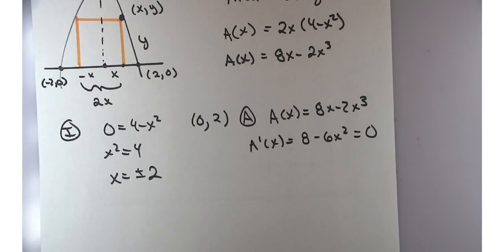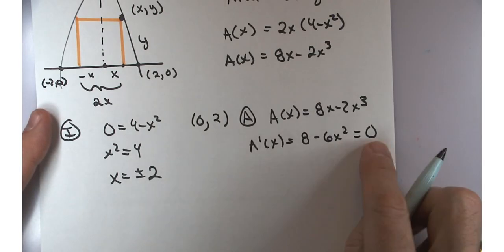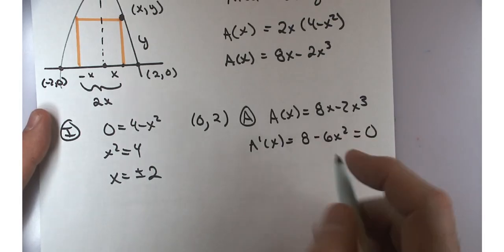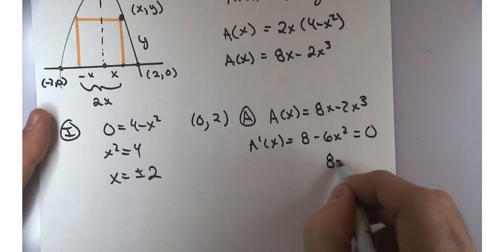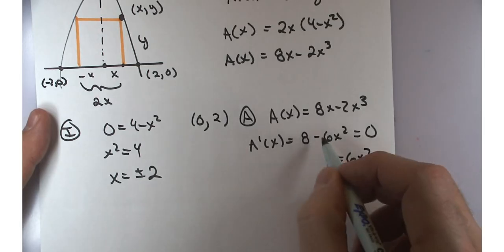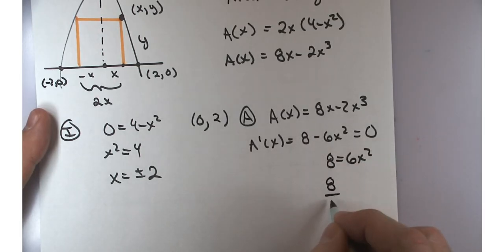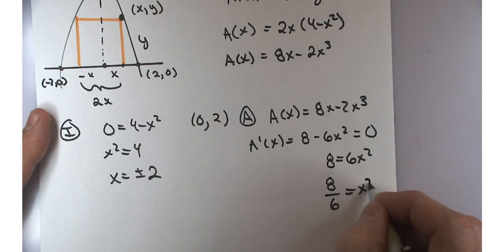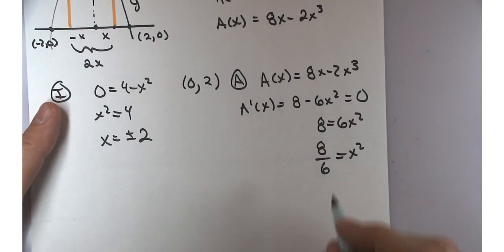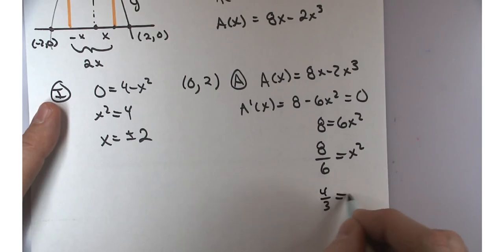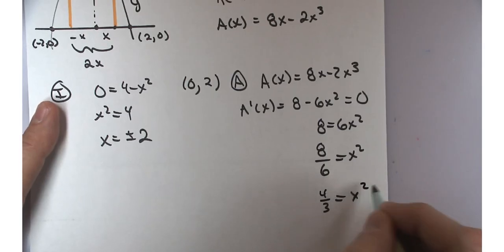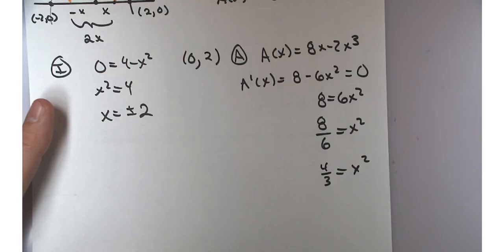We don't know. But let me move the 6x squared to the right-hand side. That way I get rid of this negative. 8 equals 6x squared. It changes signs. Divide both sides by 6. And then that's going to simplify down to 4/3. And finally, I'll take the square root on both sides.